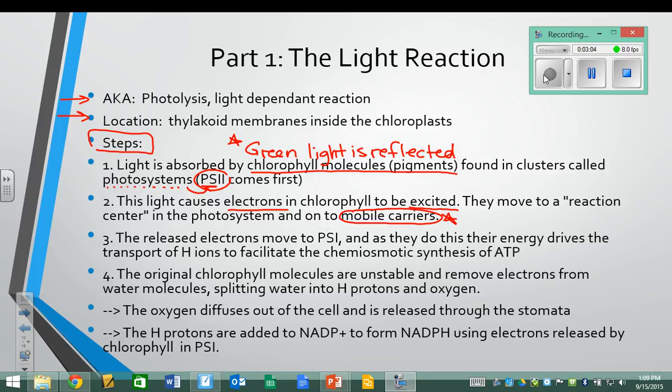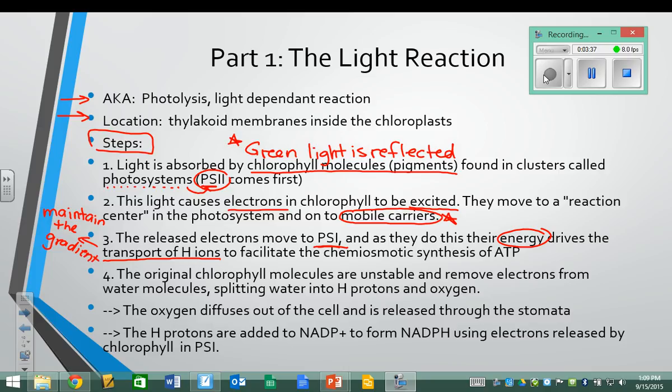Now these electrons move from photosystem 2 along to a stopover and then photosystem 1. But that's their end goal. They want to move to photosystem 1. As they do this, the energy that those electrons bring with them is what drives the transport of hydrogen. In other words, they are helping to maintain the gradient.